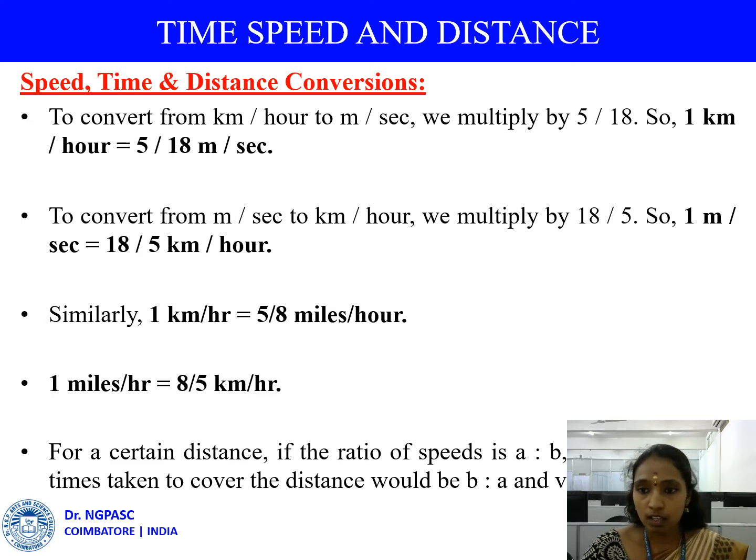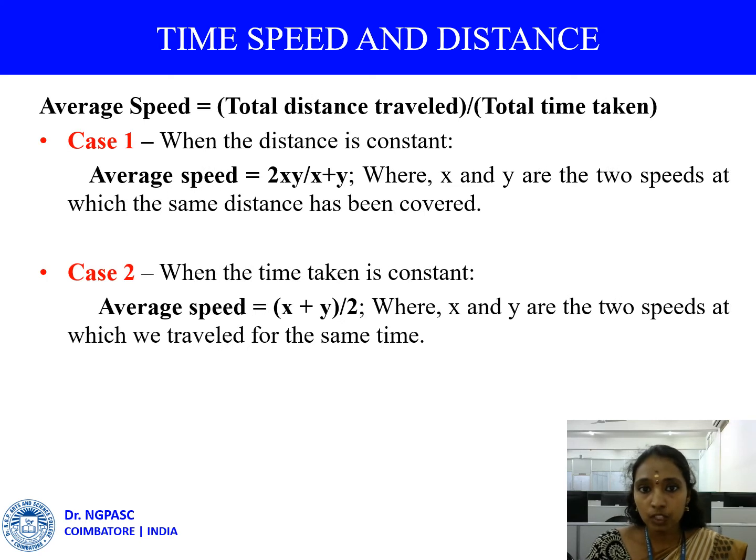So next, another one, we need to calculate the average speed. So how do we find the average speed? Average speed equals total distance divided by total time. So that is the average speed. In this average speed, there will be two cases. So what is case 1? When the distance is constant, average speed equals 2xy divided by x plus y.